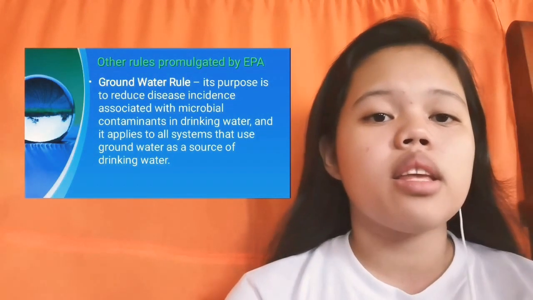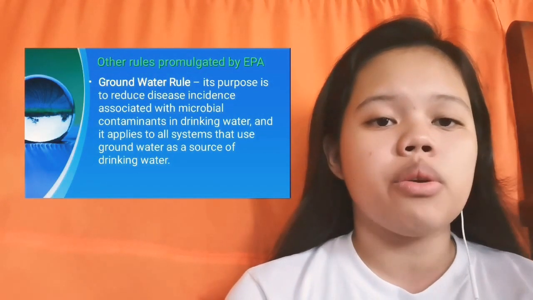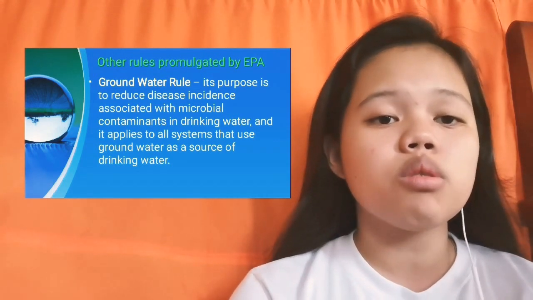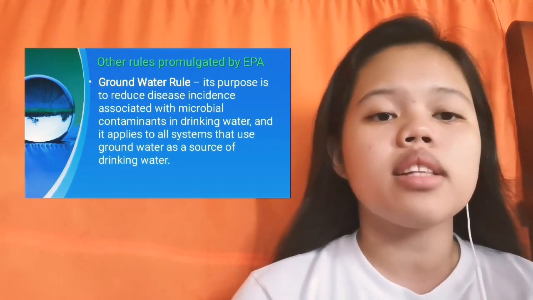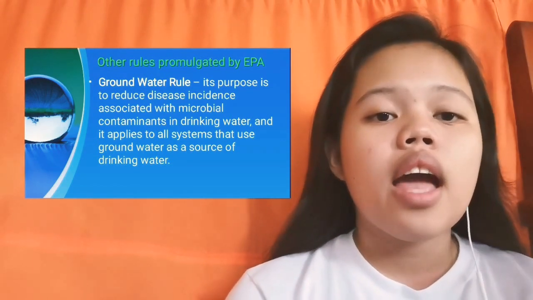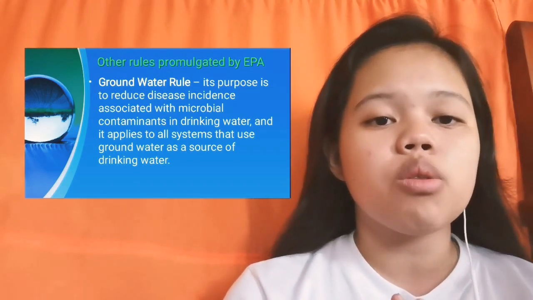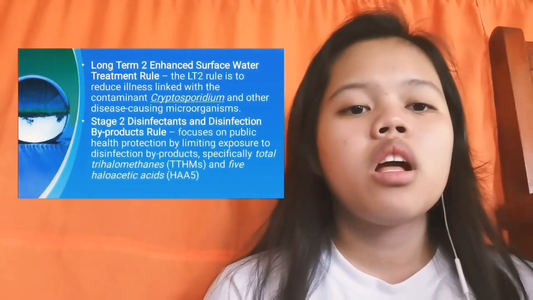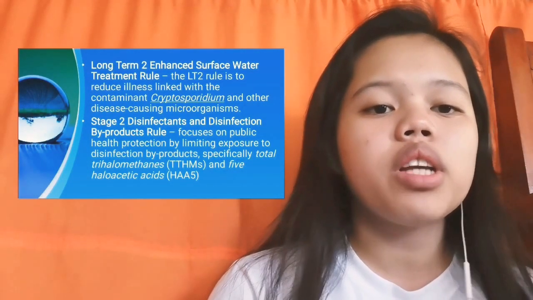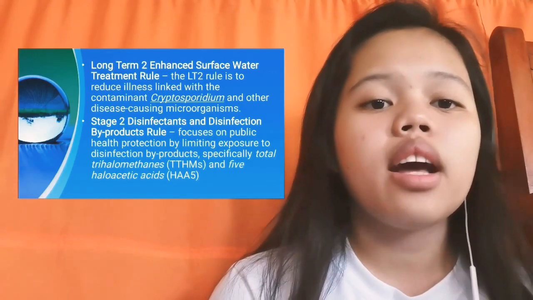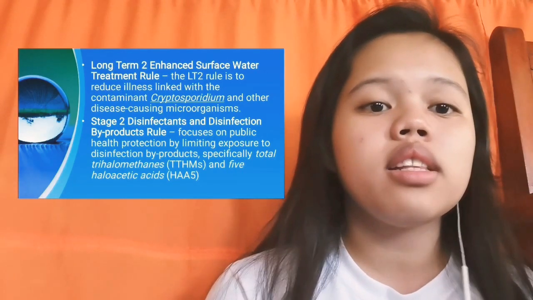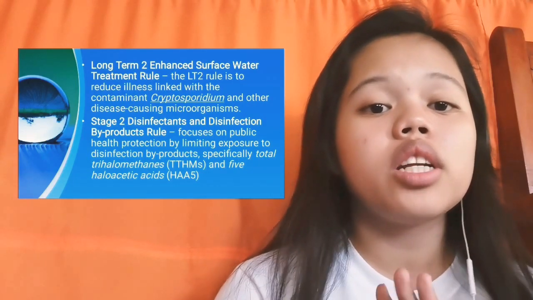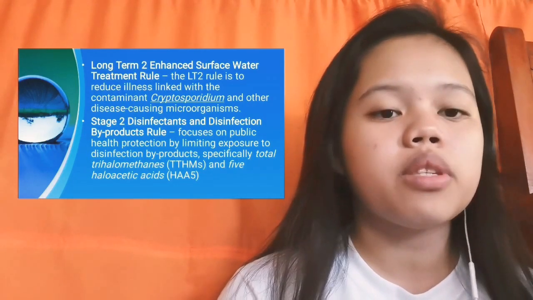Other rules promulgated by EPA. Groundwater Rule. Its purpose is to reduce disease incidence associated with microbial contaminants in drinking water, and it applies to all systems that use groundwater as a source of drinking water. Long-Term 2 Enhanced Surface Water Treatment Rule. The LT2 rule is to reduce illness linked with the contaminant Cryptosporidium and other disease-causing microorganisms.